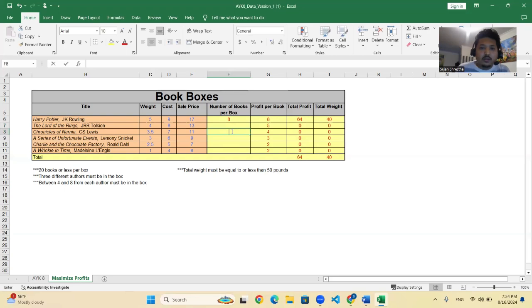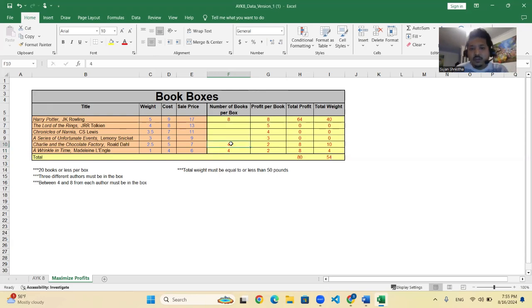Similarly, if we add 4 of the Chronicles of Narnia, it will again exceed. If we add 4, it will be 44 pounds, so we can still add 6 pounds. Let's say we add Charlie and the Chocolate Factory, so we still get 54 pounds. We have to add 3 different kinds of books, between 4 to 8 each, so after choosing this, the weight will be exceeded.